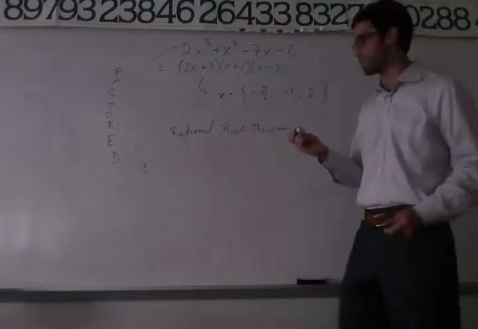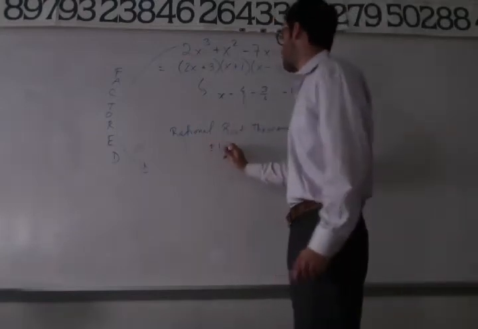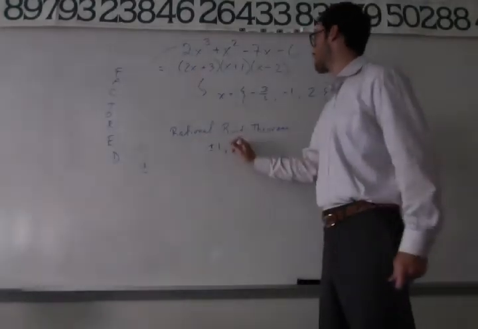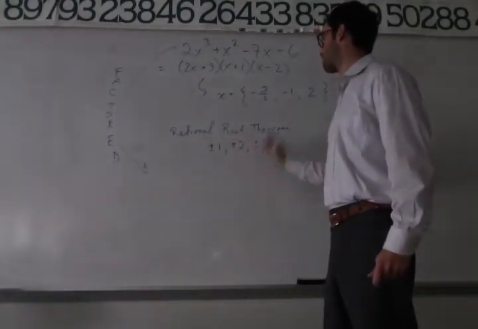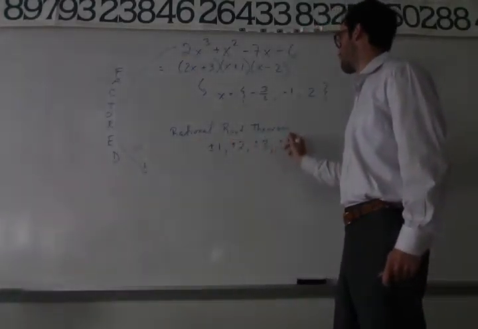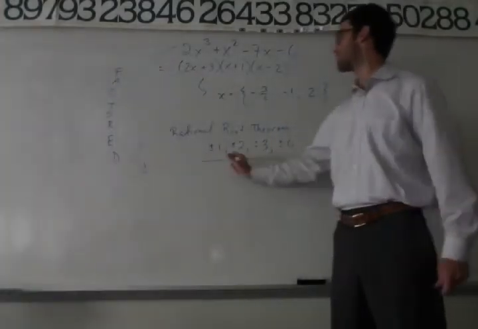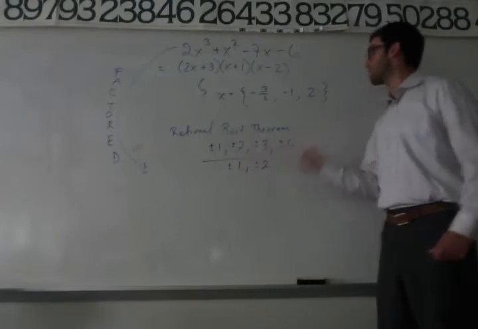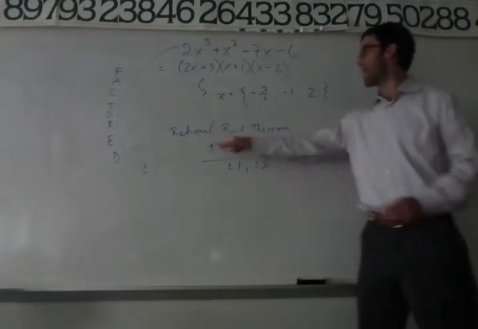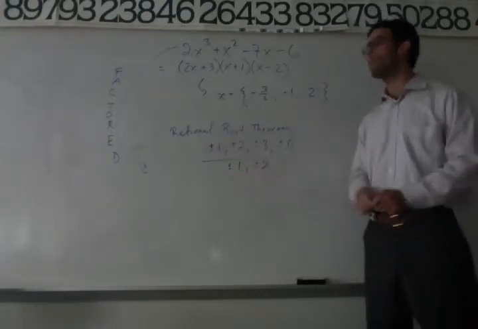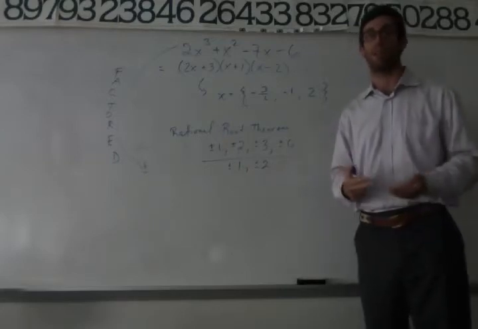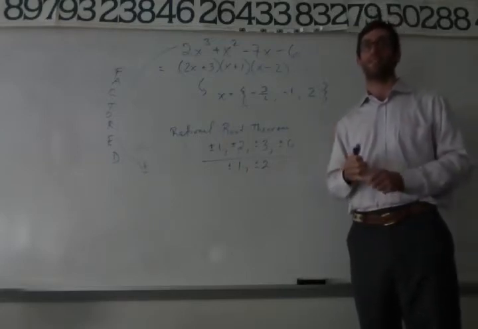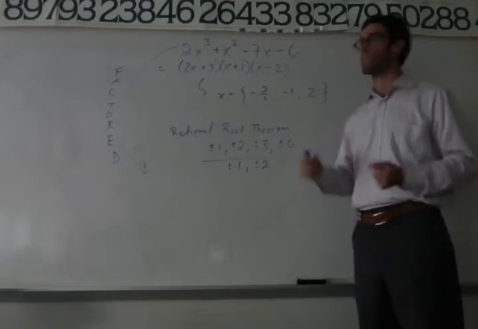Any combination of those. So, like, here are all the factors of 6. Forget the fact that it's negative, right? Here are all the factors of 2. So any combination of the factors of 6 divided by the factors of 2 are going to give us our candidates for rational roots of this polynomial.